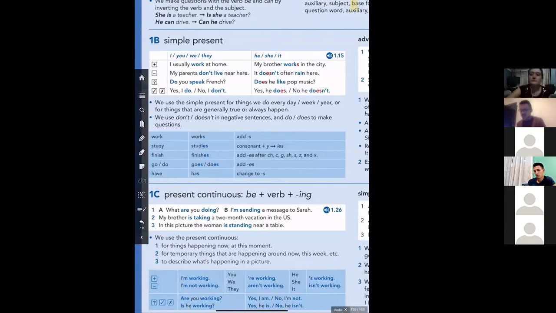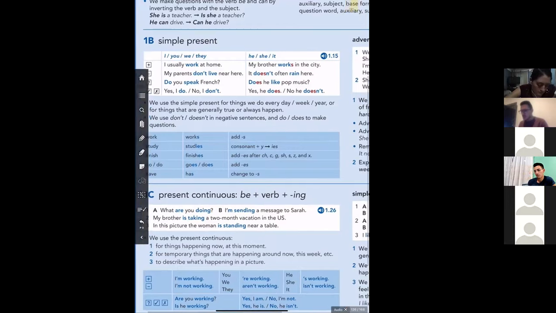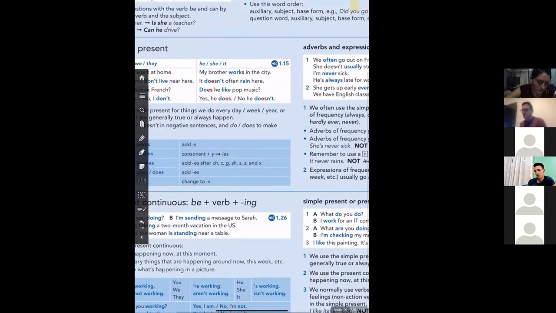No, he doesn't. Okay, it says we use a simple present for things we do every day, week, year, or for things that are generally true or always happen. We use don't or doesn't in negative sentences, and do and does to make questions. Perfect. Okay. And then we have here adverbs and expressions of frequency.